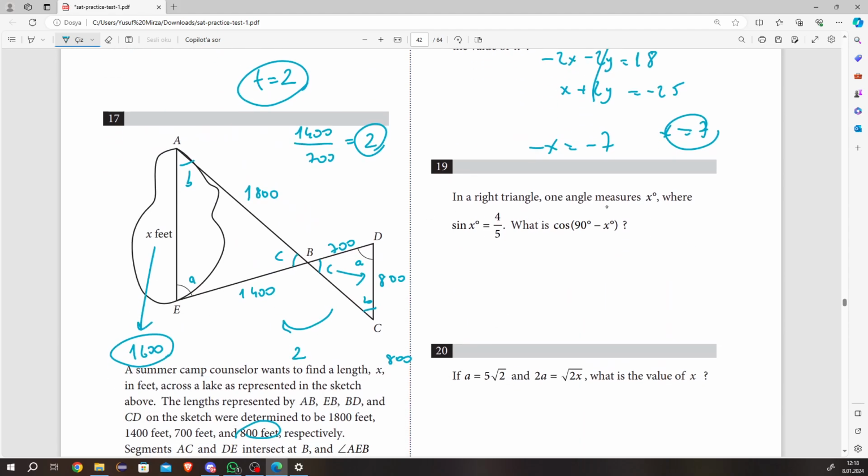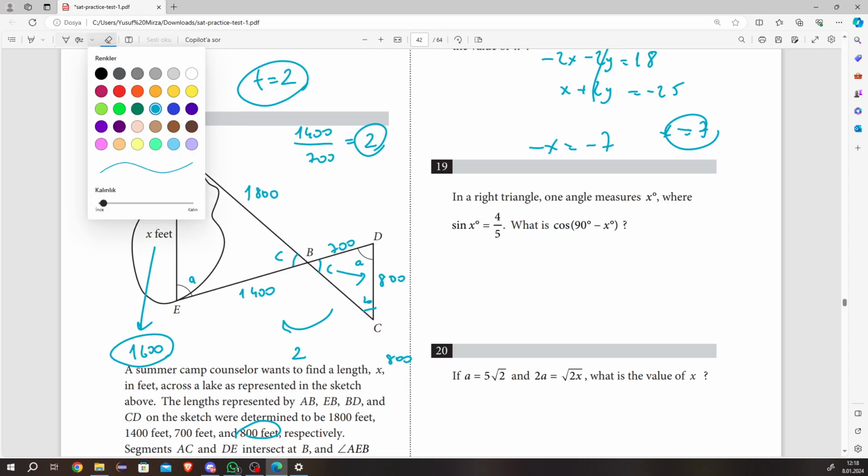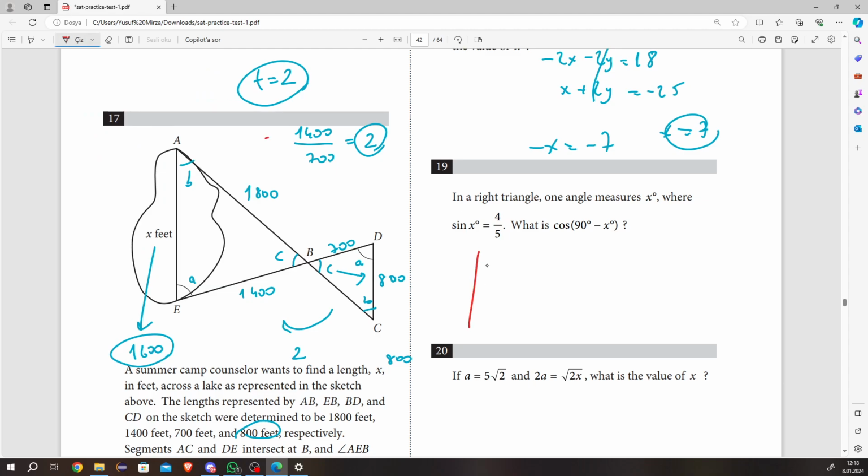In a triangle, one angle measures x where sin x is 4 divided by 5. What's cos? Maybe in the exam you forgot the rules and you don't know how to do this type of question. You can simply use triangles or circles to solve the question. If I don't know anything, I just know what sinus and cosinus are. So let's simply draw a triangle. Let's call it x.